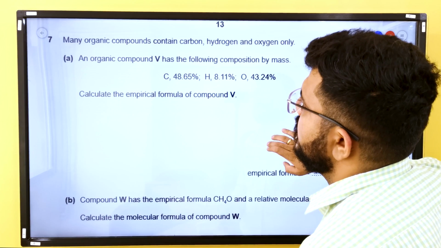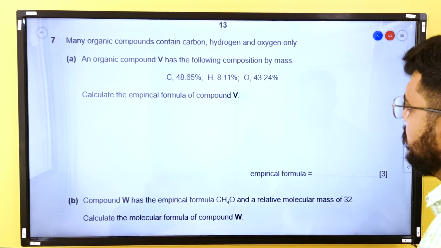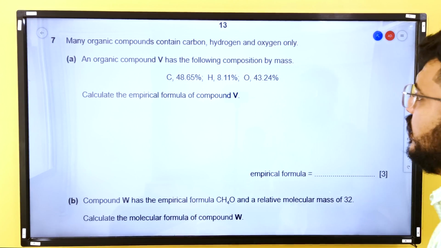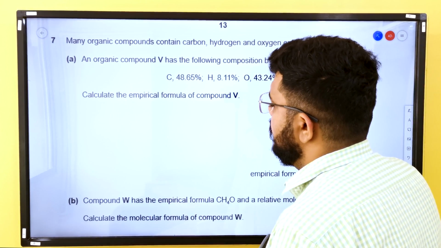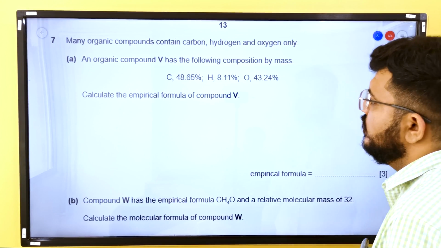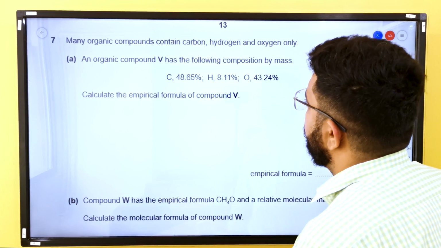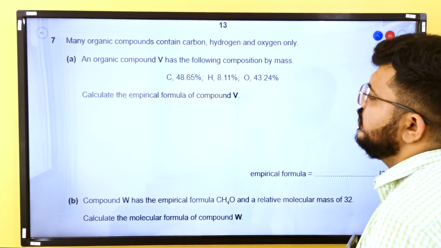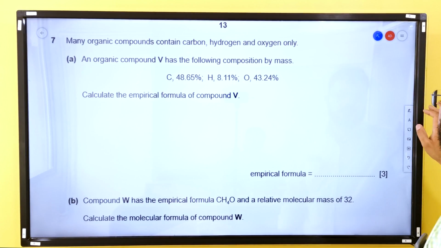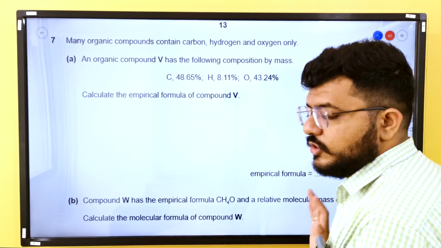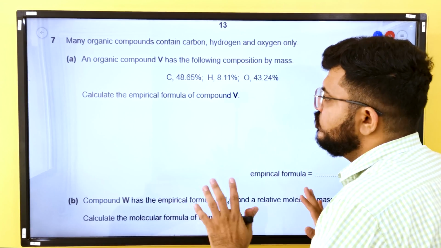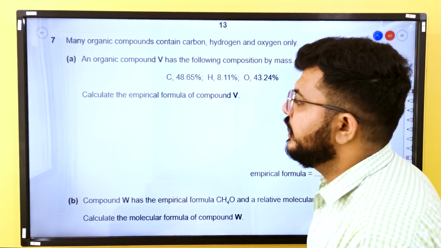Question number 7. Many organic compounds contain carbon, hydrogen and oxygen only. An organic compound V has the following composition by mass. Carbon is 48.65%, hydrogen 8.11% and oxygen 43.24%. Calculate the empirical formula of compound V. Now we are going to assume here, because we want to find out the empirical formula, we'll need to find the number of moles. So we'll assume that the compound is 100 grams, right?